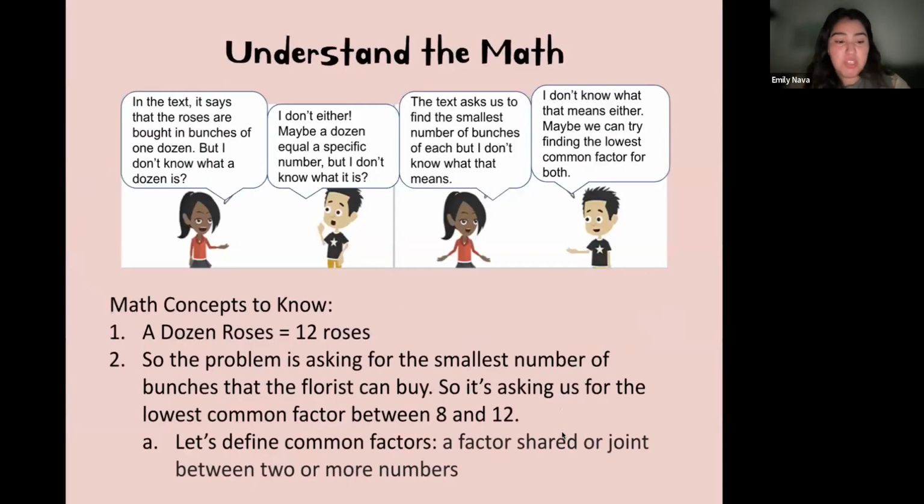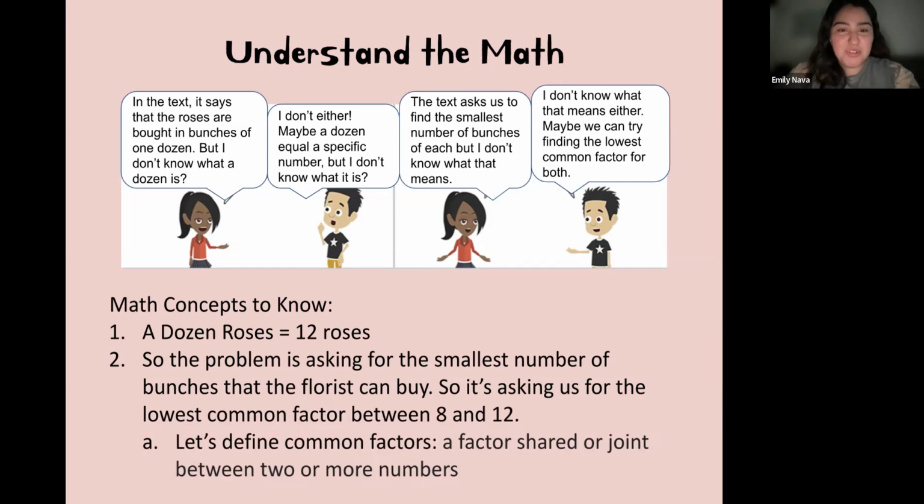Okay, so then we go to understanding the math. So some concepts, again, a dozen roses equals 12 roses. And we have some questions that we asked as we were working through the problem: what is this problem asking us to understand? The problem is asking for the smallest number of bunches that the florist can buy. So it's asking us for the lowest common factor between 8 and 12. And then again, we define what common factors are: a factor is a shared or joint factor between 2 or more numbers.